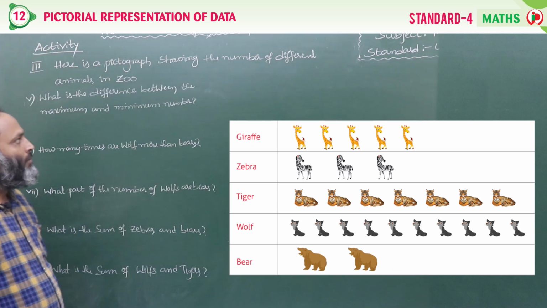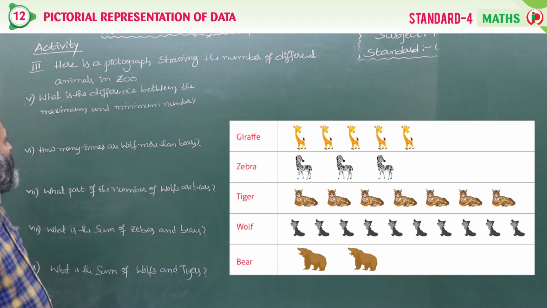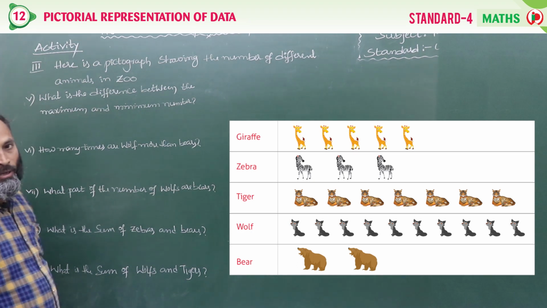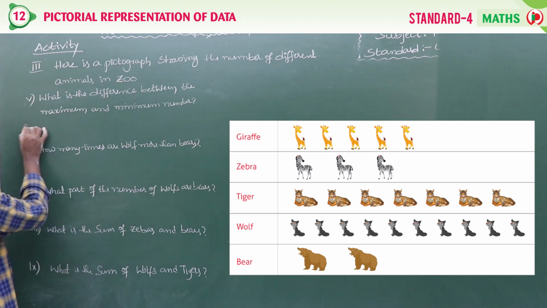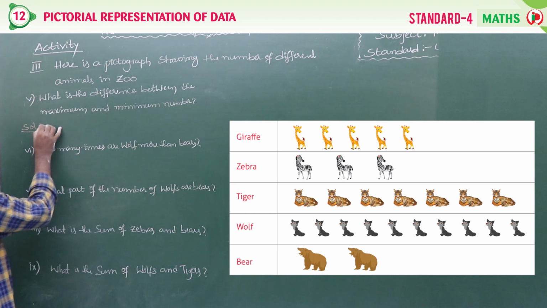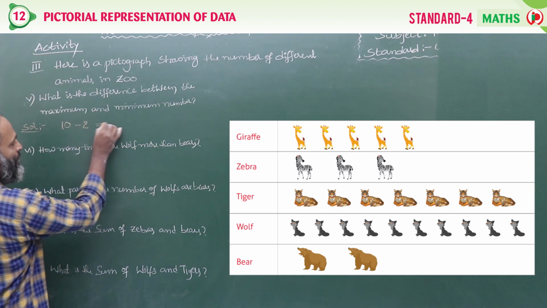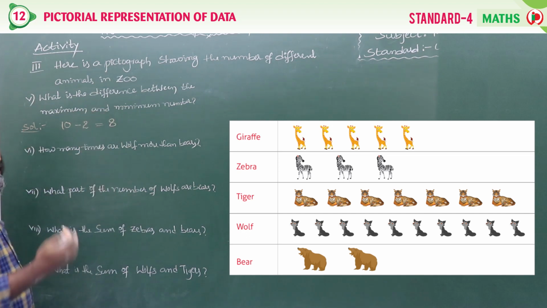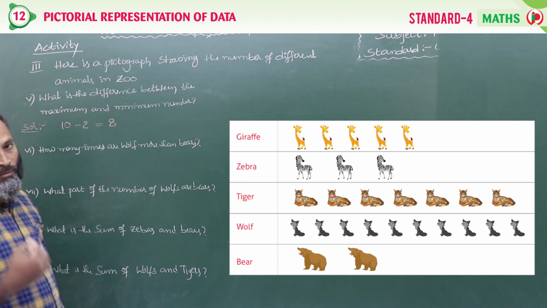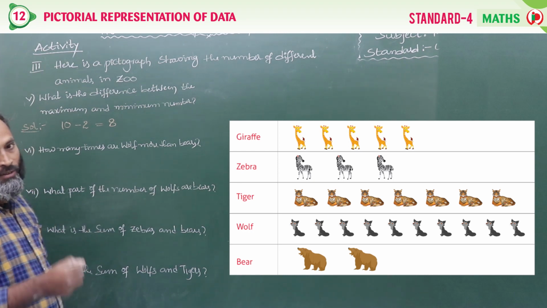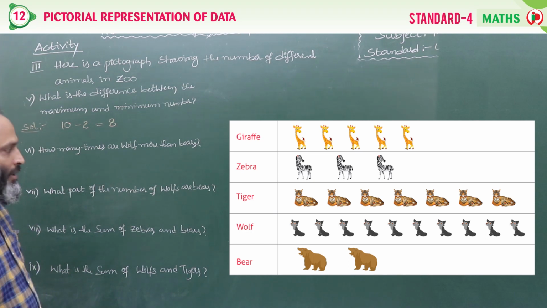Okay. Now the next, fifth question here. What is the difference between the maximum and minimum number? Maximum number is 10 here, 10 wolves and 2 bears. The maximum number of animals are wolves and the minimum number is bears. So if you find the difference, 10 minus 2 is 8. Maximum minus minimum is 8.